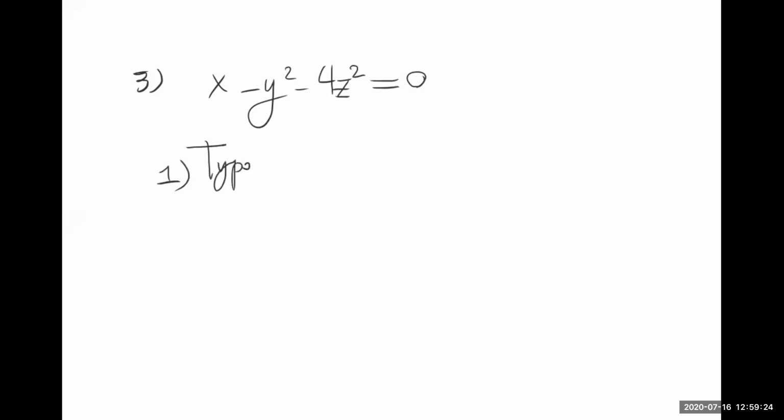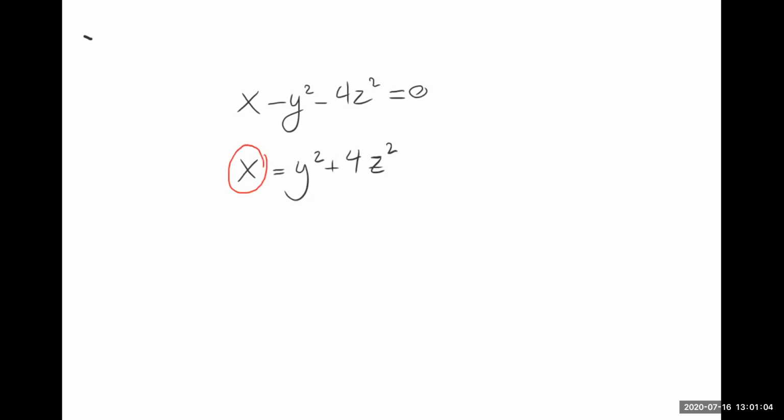Okay, so that was it. Let's look at another example. Find the type and sketch this surface: x minus y squared minus 4z squared equals 0. Think about this one for a few minutes too. So first find the type of this surface and then sketch the surface.